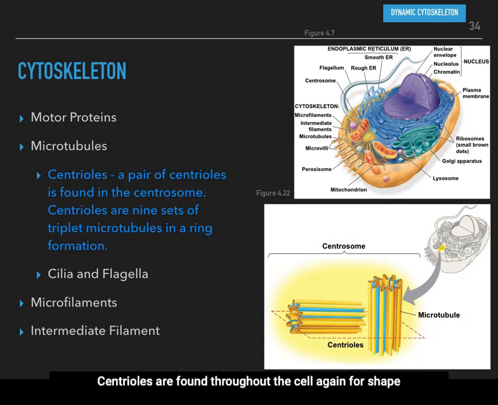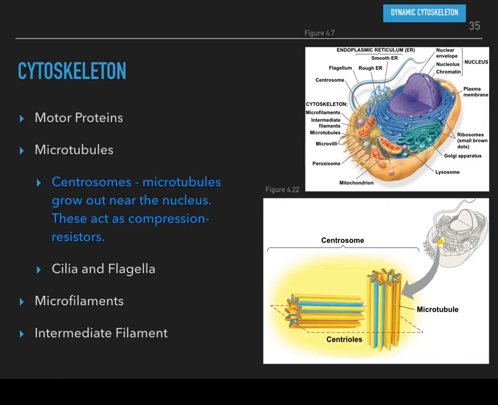Centrioles are found throughout the cell, again for shape and support. There is a pair of centrioles found in the centrosome. Centrioles are 9 sets of triplet microtubules in a ring formation. The centrioles are shown in the image on the bottom right.